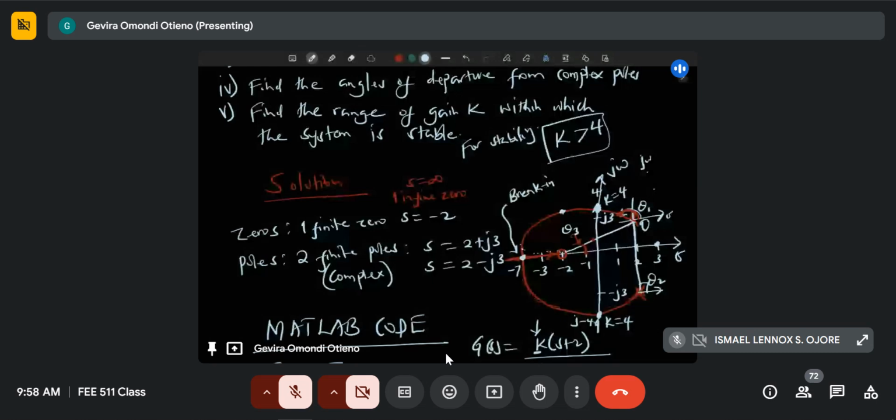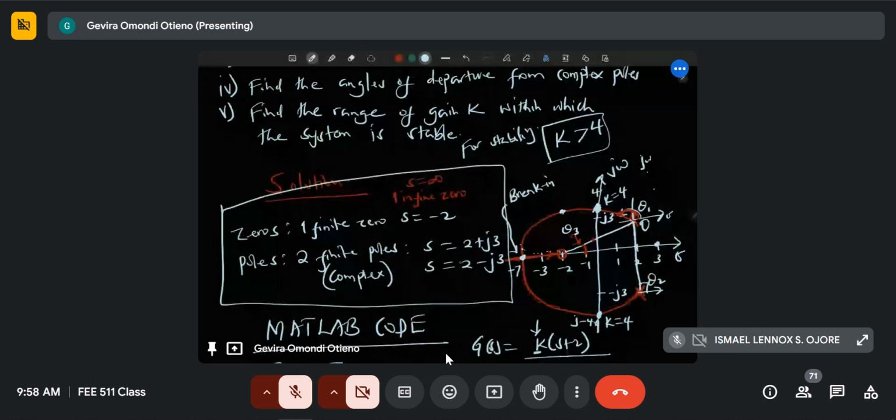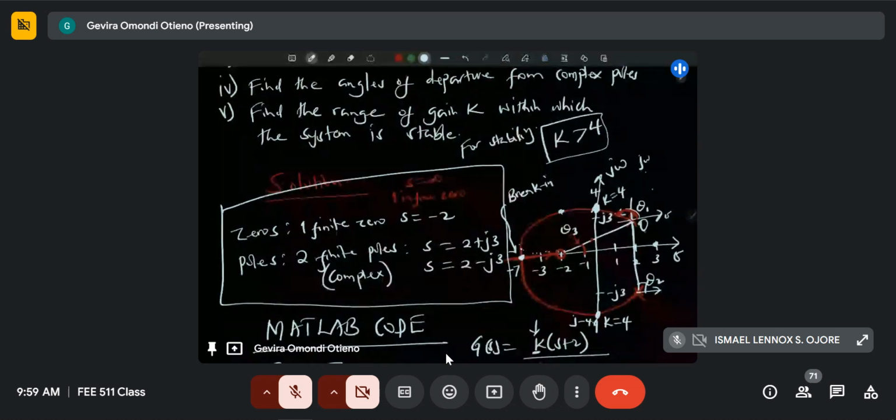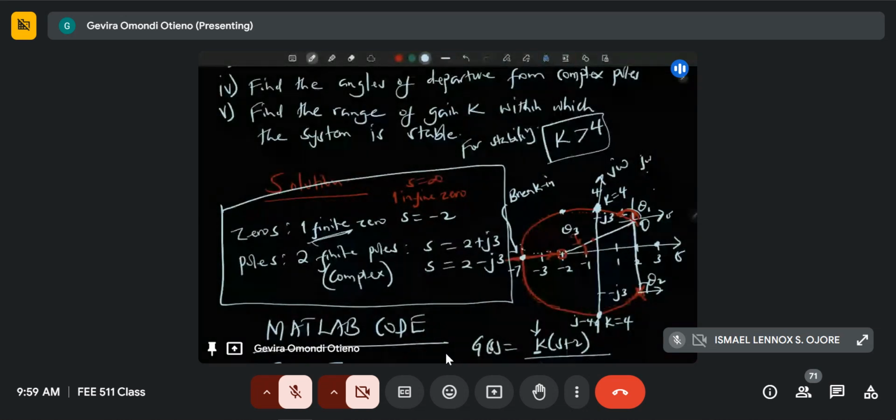The reason we didn't draw asymptotes in our case here is very simple, and you can actually see it. We already determined from the poles and zeros that we have two complex poles and one finite zero. Notice, finite zero, meaning that zero itself is on the real axis. So we know that our poles will have to come to the real axis because that is where we have our zero. The other zero is at infinity.